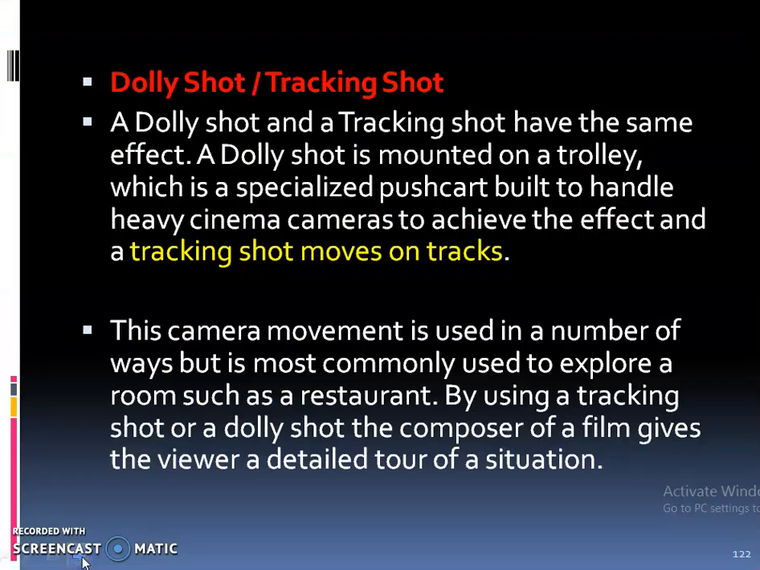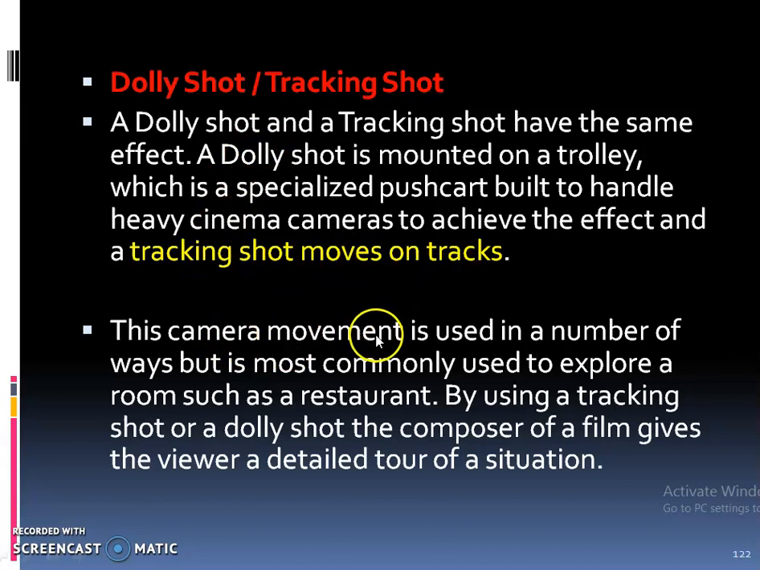And the second type of movement is the dolly shot, or otherwise known as the tracking shot. A dolly shot and a tracking shot have the same effect. A dolly shot is mounted on a trolley, which is a specialized push cart built to handle heavy cinema cameras to achieve the effect, and a tracking shot moves on tracks. So a dolly shot will be mounted on a trolley, and a tracking shot moves on tracks.